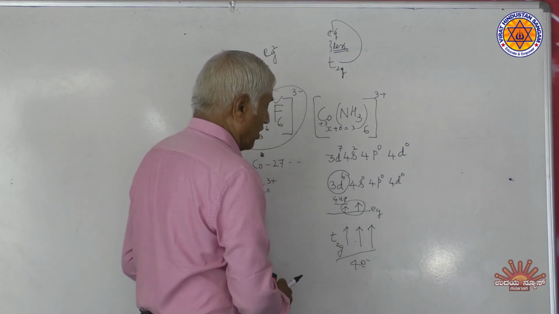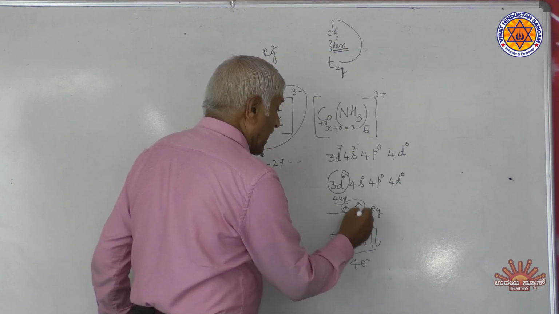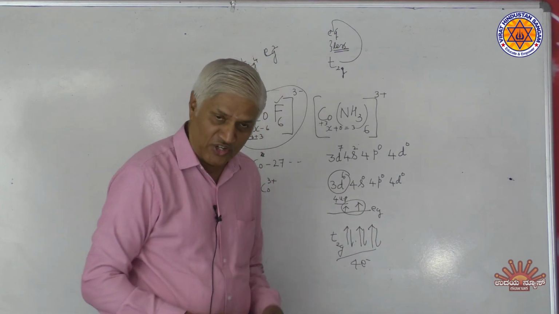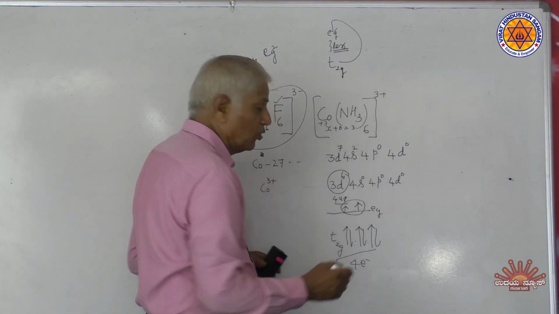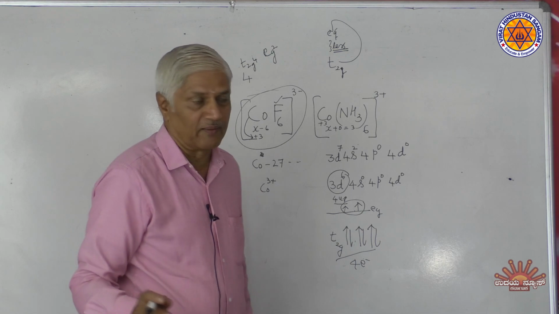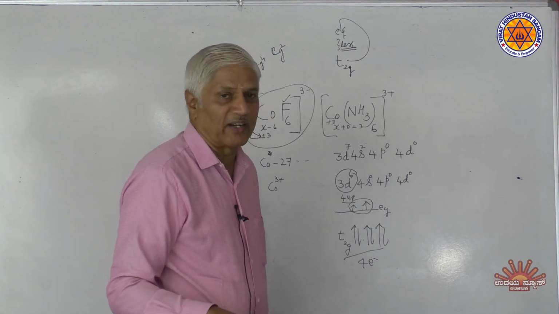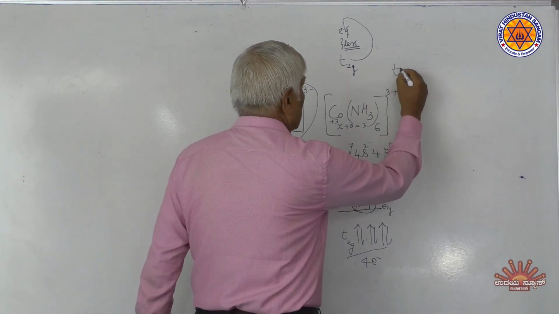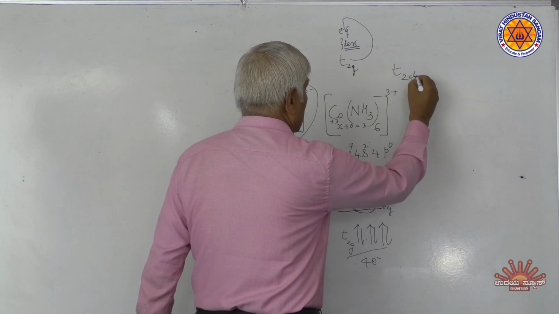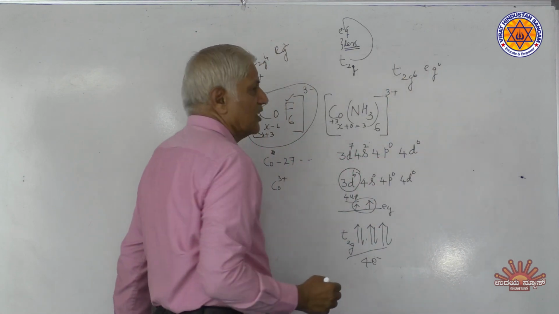3 more electrons find it easy to get paired rather than occupying EG, because the energy gap between T2G and EG is very wide. It is not easy to occupy EG, easier to get paired. Therefore, in this complex, all the 6 electrons will be in T2G, no electron in EG.